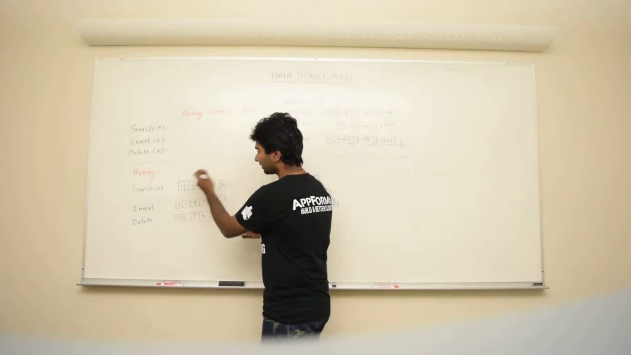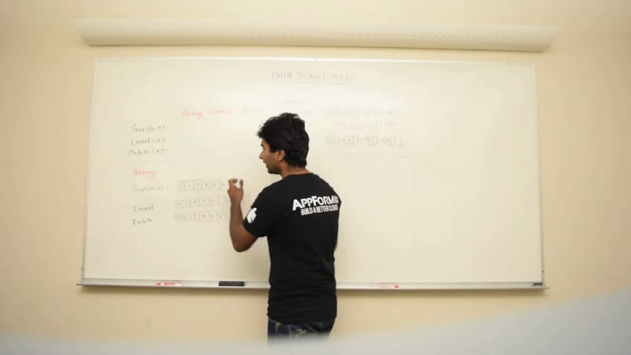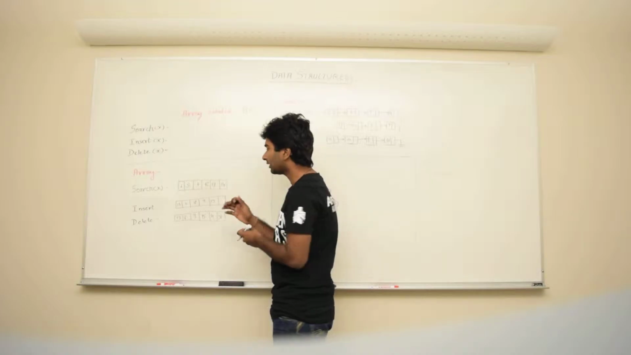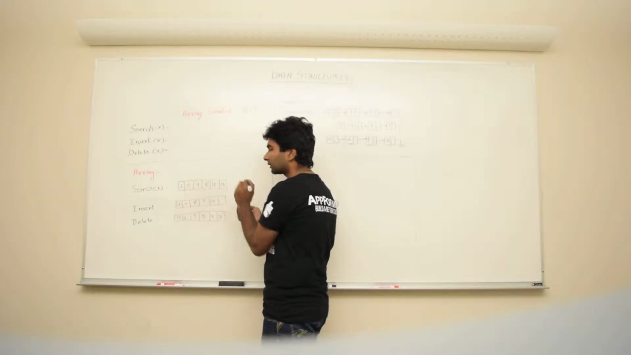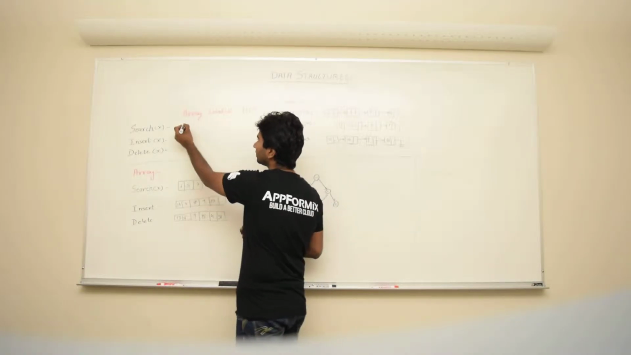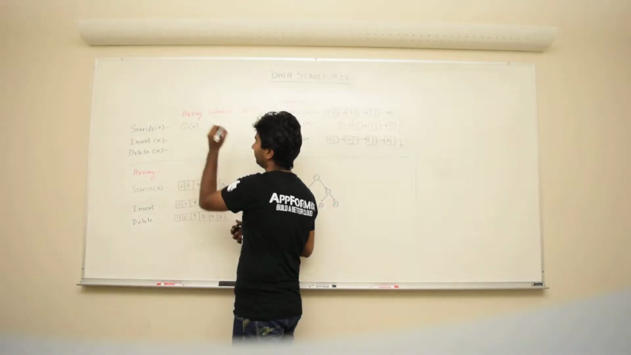As it is an unsorted array, I'll start from the first element. I'll traverse the whole array till I find the particular element which I'm looking for. As we're traversing the whole array, the running time is going to be O of n.